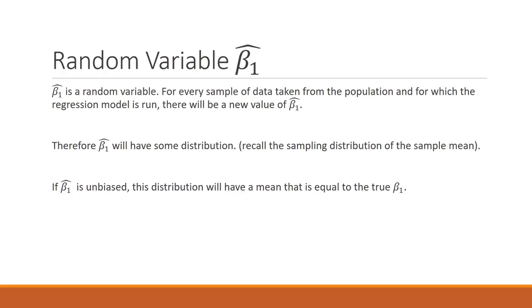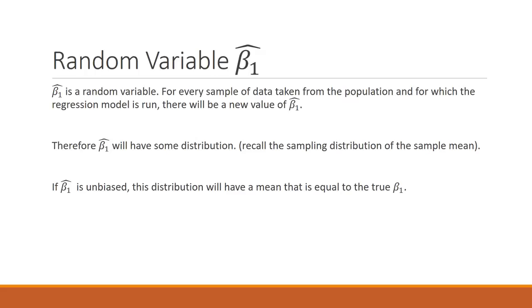Now first, remember that each one of our coefficient estimates, in this case we're just using beta 1 as an example, that's our go-to coefficient, is a random variable. For every sample of data taken from the population for which you run the regression model, there will be a new value of beta 1 hat, a new estimate. So beta 1 hat will have some distribution. There will be a distribution of possible beta 1 hats.